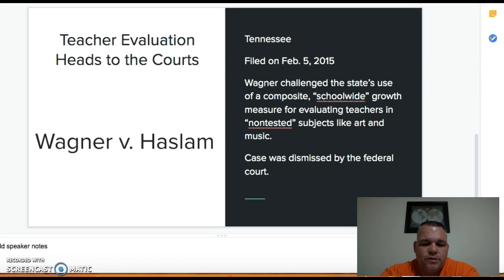And it's unsettling to see that some of these cases that were being taken to court were being dismissed or decided in favor of the state. So I could see it being an issue.